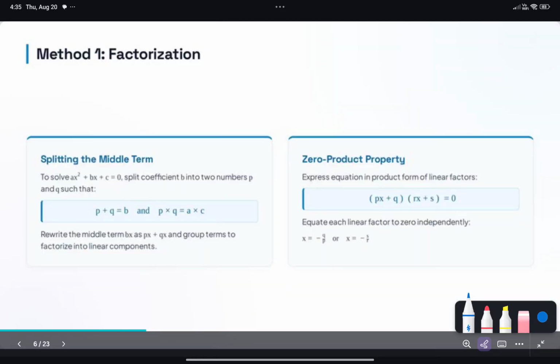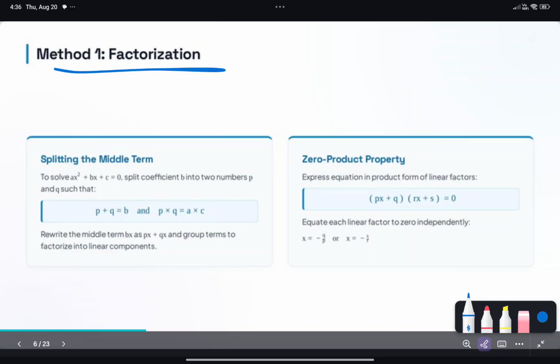See, how do we find the roots or solutions of the quadratic equation? What are the methods we have? What is a suitable method? Factorization. Splitting the middle term.